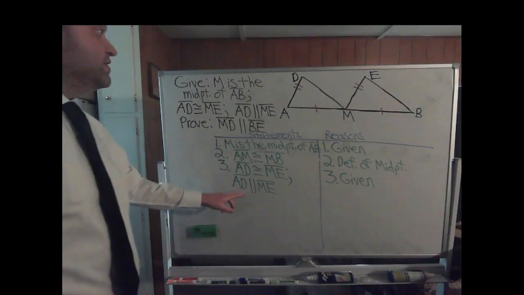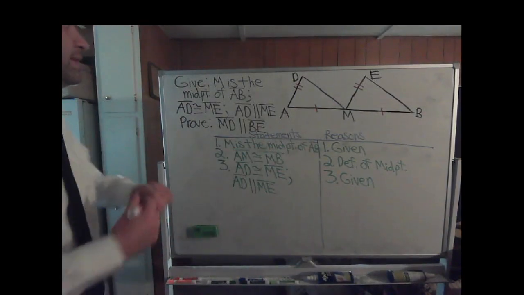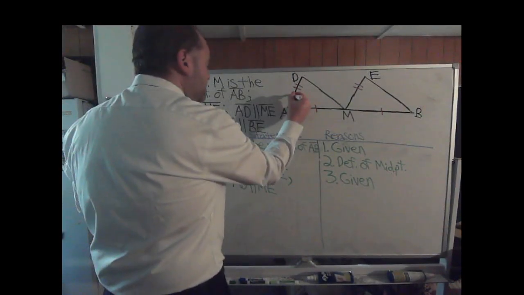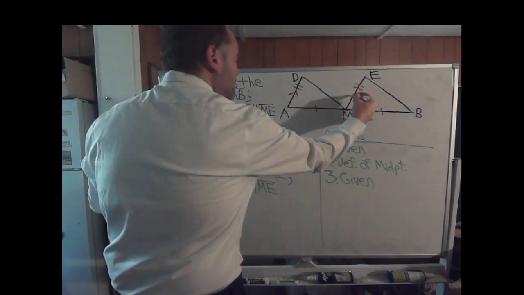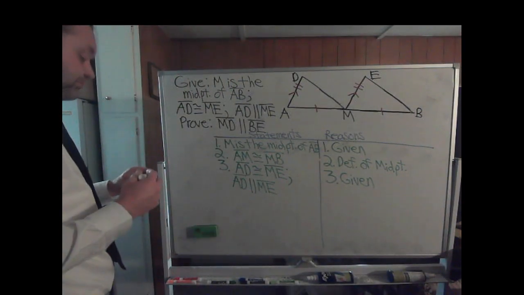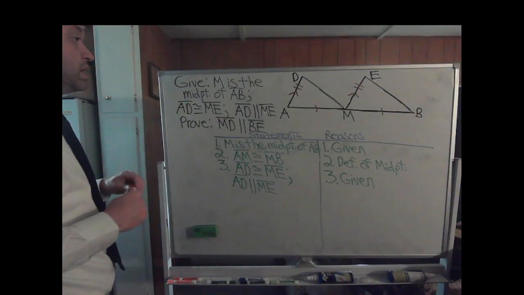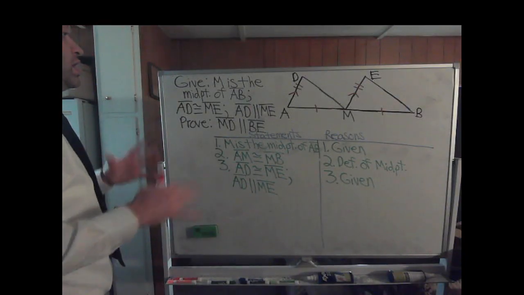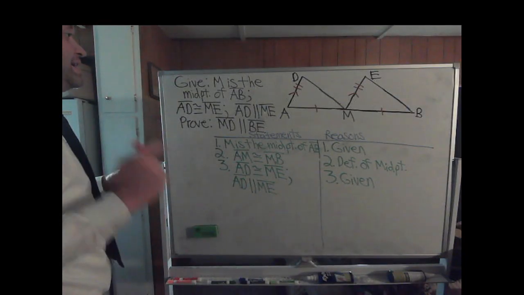But we're also given that AD is parallel to ME. So let's go ahead and set up our parallel markers.